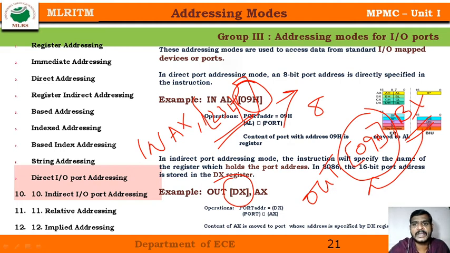Similarly, how to do it in the indirect manner? If I take IN AX, DX, what does it mean? Indirect: DX is a register holding the address location of my input device. Whatever data is at that input device moves into your accumulator. This way we can use direct or indirect I/O addressing modes, which will be helpful when you use any input output peripherals connected to the 8086 microprocessor.